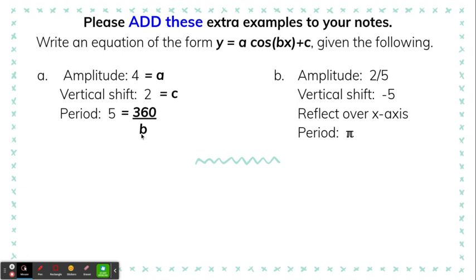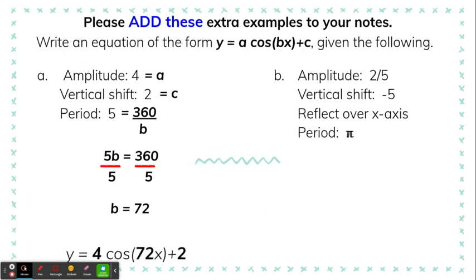So 5 times B on one side, and then 1 times 360 on the other side, and I get 5B equals 360. Okay? And then finish solving here. Let's divide. Hit divide on both sides, and this will tell me what B has to equal to put it back into my equation. All right, we're almost done. So into the equation it goes, the amplitude in the front, the B value, that gives me my period of 5, and then my vertical shift goes on the side. All right, so put it all together, and this is what I see.